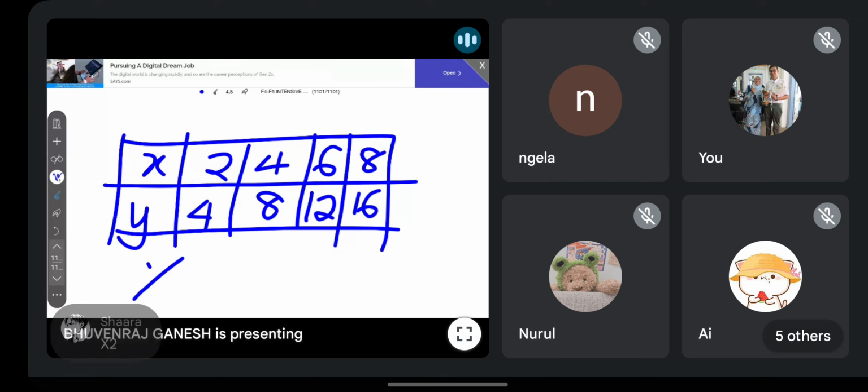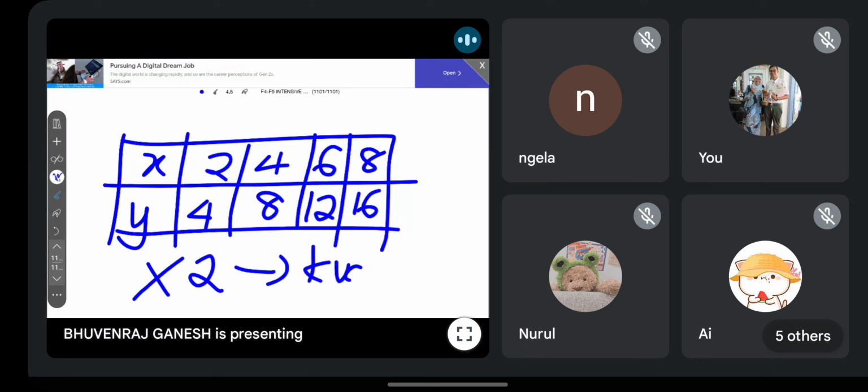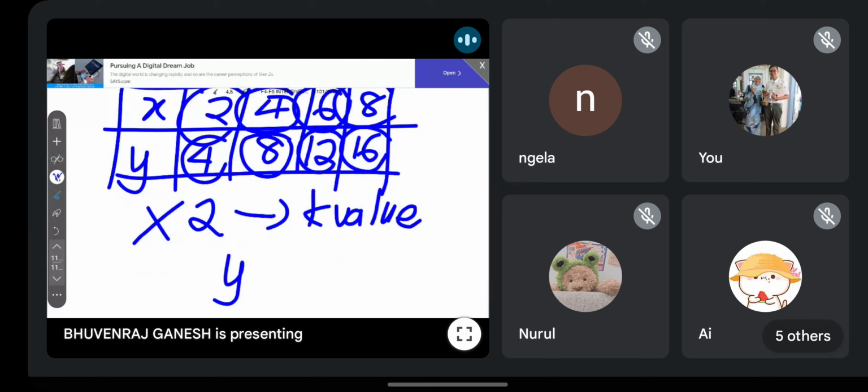Yes. Okay, the times 2 actually over here is showing your K value. Nilai pemalar kamu. So guys, how you get the 2? 4 bahagi 2, you get 2. 8 bahagi 4, kamu dapat 2. 12 bahagi 6, kamu dapat 2. 16 bahagi 8, you get 2 also. So guys, if I say it's direct variation, means that Y berubah secara terus dengan X. Y varies directly as X.